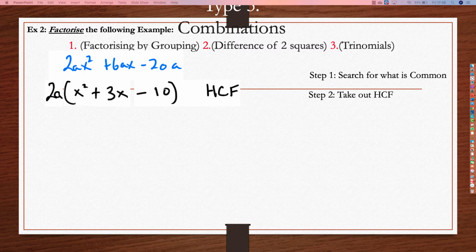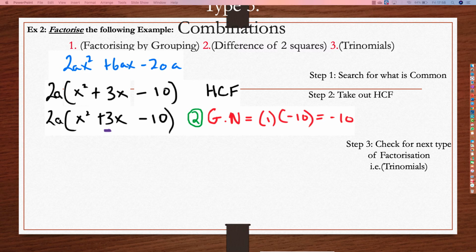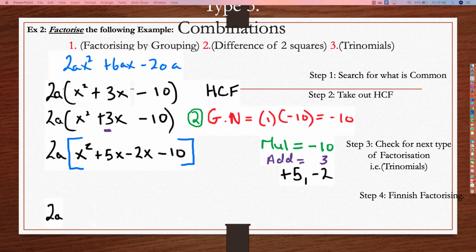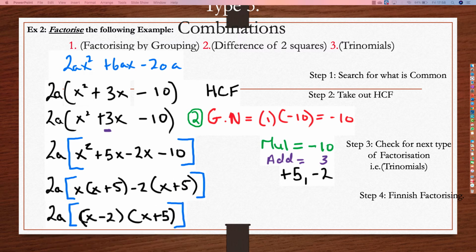Yeah, quadratic, bracket, exactly. You should end up with taking out 2a, and your bracket should be x plus 5 then, and x minus 2. Is that alright? Right. That's the end of the junior stuff. Into this.